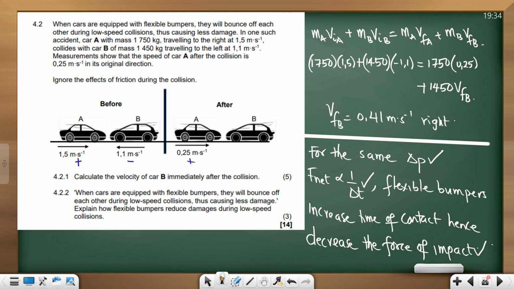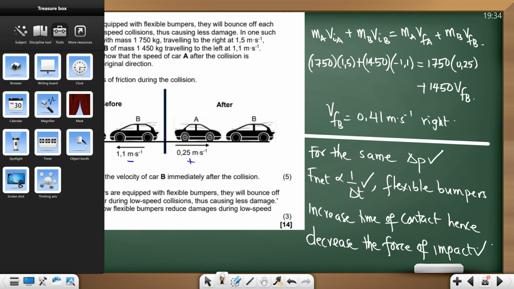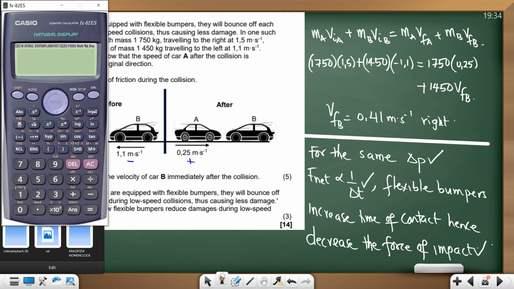Okay, what's wrong? You're not getting it. Let's walk through it together. Maybe you're pressing something wrong. Okay, let's use my calculator here. Can we do the first one? Walk with me here. It's 1750, right? Multiplied by what? 1,5. Is that fine? Plus, what do we have? 1450 times negative what? 1. Now that's going to give us 1030. Did you get that?